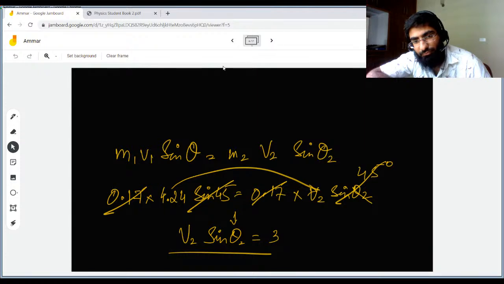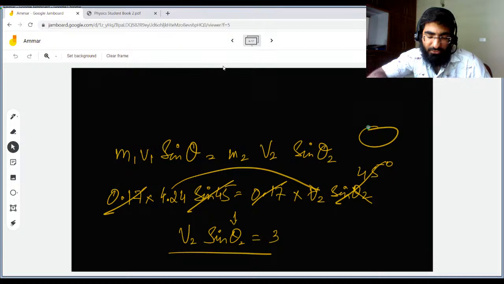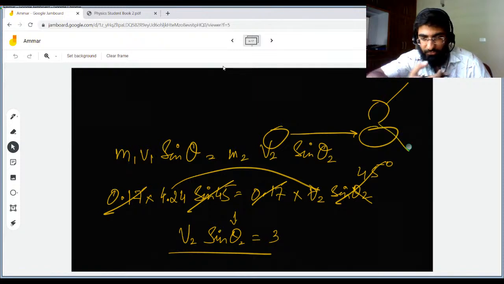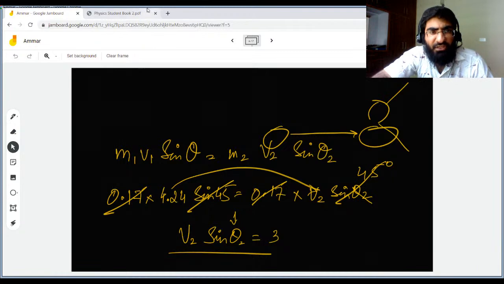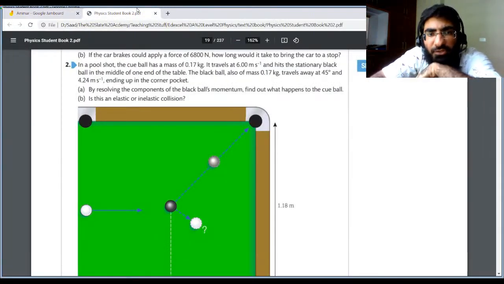But how do we know this? Right now we don't. Usually the case is that when they are coming straight off like this, and it's making it go this way, this one would also go in the opposite direction at the same angle. Just one more second. The black ball, 45 degrees, ending up in the corner pocket.